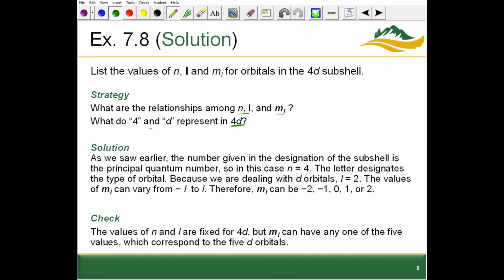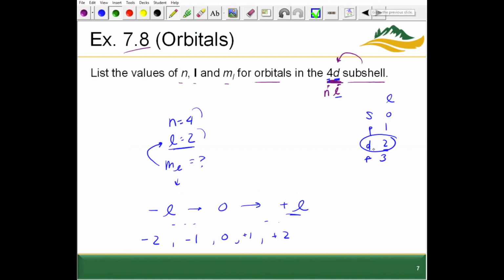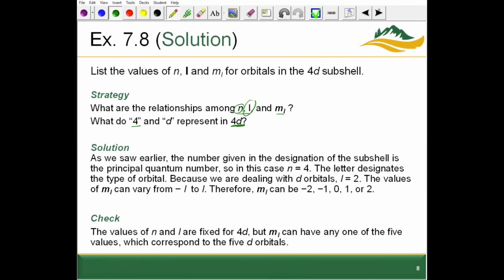For 4d, that 4 out front represented our n. D means we have L equal to 2. All right, so L equal to 2 when we have a d orbital listed here. Then to find m sub L, we didn't need to look at n anymore. We just look at the value for L and go negative L, including 0, through positive L. So the solution to this problem is our m sub L can be minus 2, minus 1, 0, 1, or 2, all with the same n equals 4 and L equals 2 subshell values.